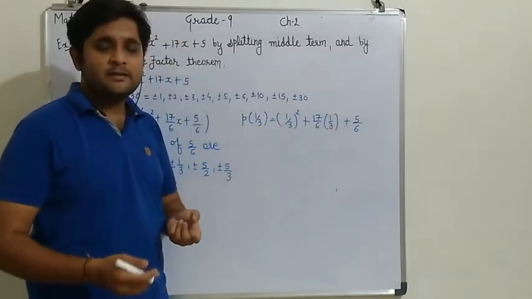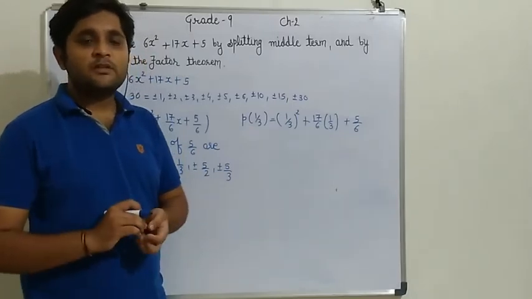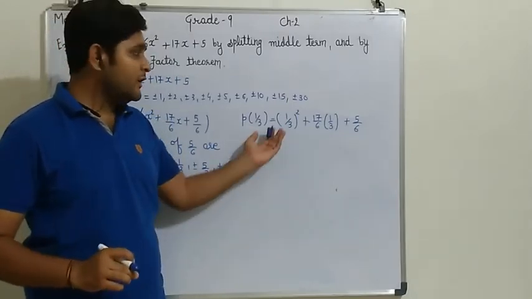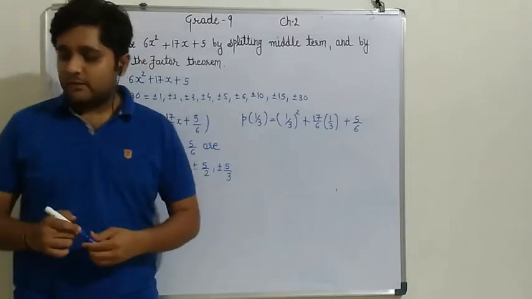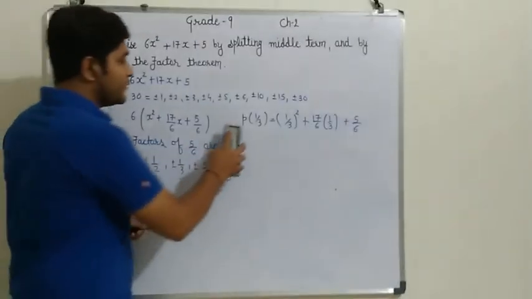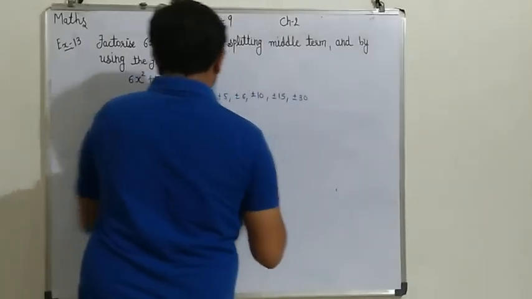If any digit is minus, there is a possibility to become 0, but all numbers are plus, so the answer will not be 0. So remove this. So 1 by 3 is also not a factor of the given polynomial. Now minus 1 by 3.